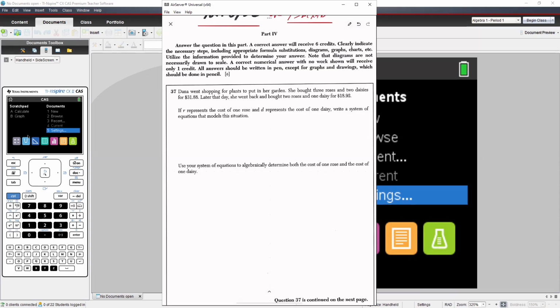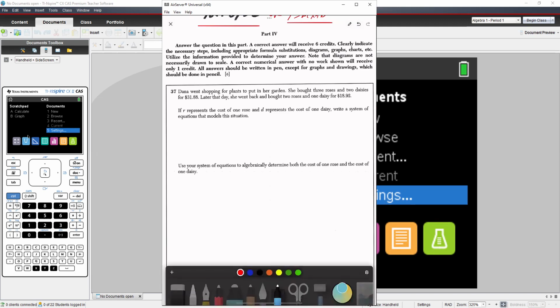Now, nowhere in there did they give us a slope. There is no "per" this or anything like that. This is definitely standard form. So just like I said in the other videos where we had standard form, R stands for rose and D stands for daisy. Wherever you see those words, you're going to replace them with the letters.